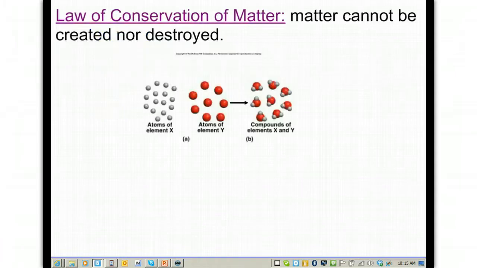The law of conservation of matter states that matter cannot be created nor destroyed. And we'll add a little bit to this. We're going to say it can be rearranged.